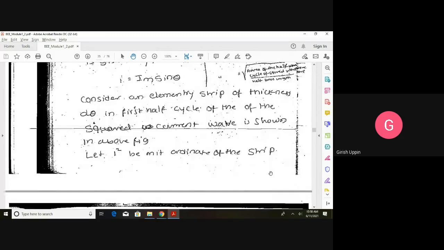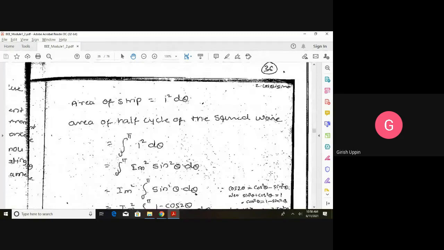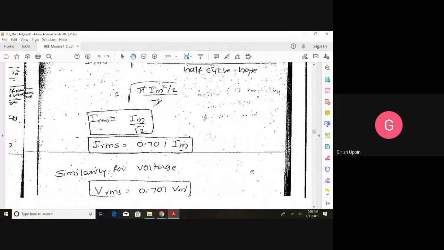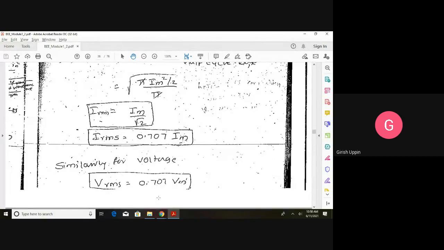And we get the RMS value as I is equal to 0.707 times the peak value. So I RMS is equal to 0.707 Im. And similarly, if you find the RMS value of the voltage, it would be V RMS is equal to 0.707 Vm. So both these derivations are very, very important from the examples.